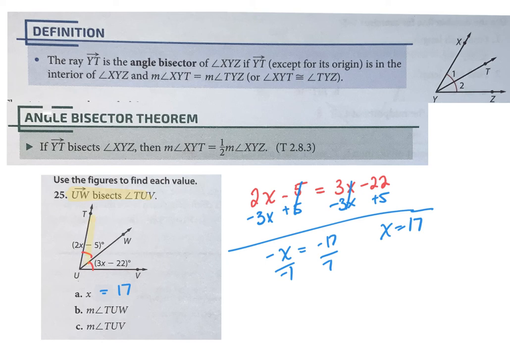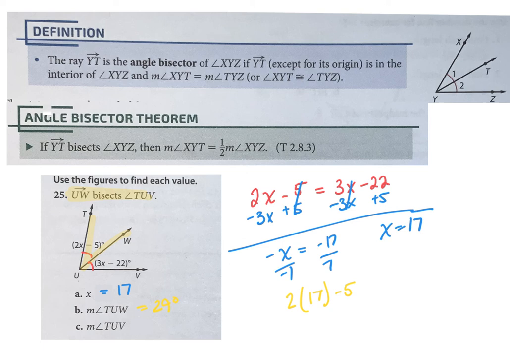They want TUW. Well, how do I solve for that? How do I solve for TUW if I know what x is? Just plug it in, right? So TUW is 2x minus 5. So 2 times 17 minus 5, right? 34 minus 5. TUW is going to be 29 degrees.